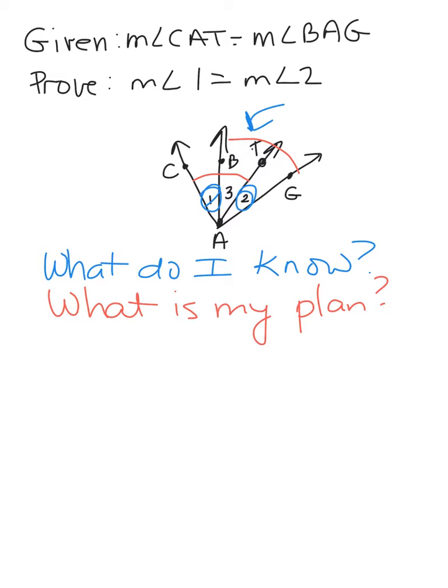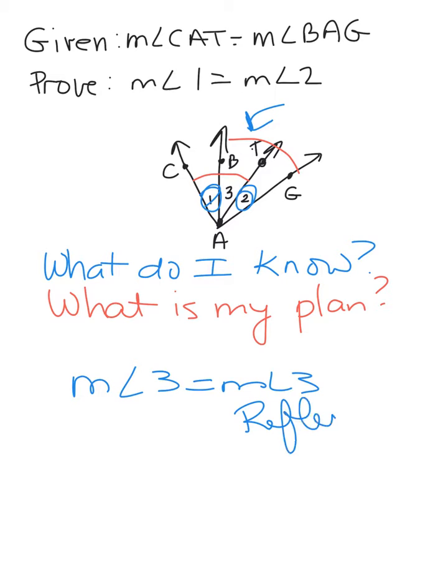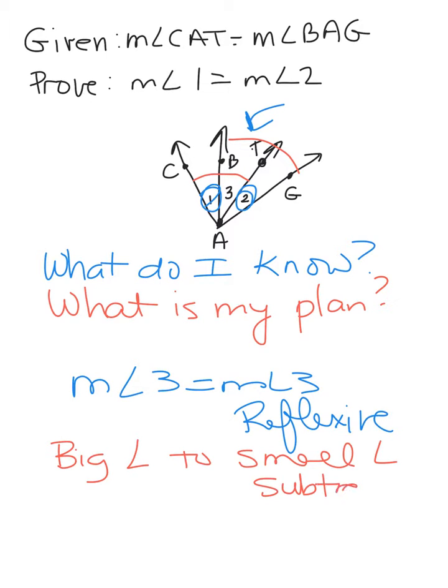So I'm going to just kind of jot that down. The measure of angle 3 is equal to the measure of angle 3, and I know that's reflexive. So I know that. And I also know that I'm going from big angle to small angle, so I'm probably going to have to subtract. Again, I don't know for sure, but this is just some ideas I'm coming up with.